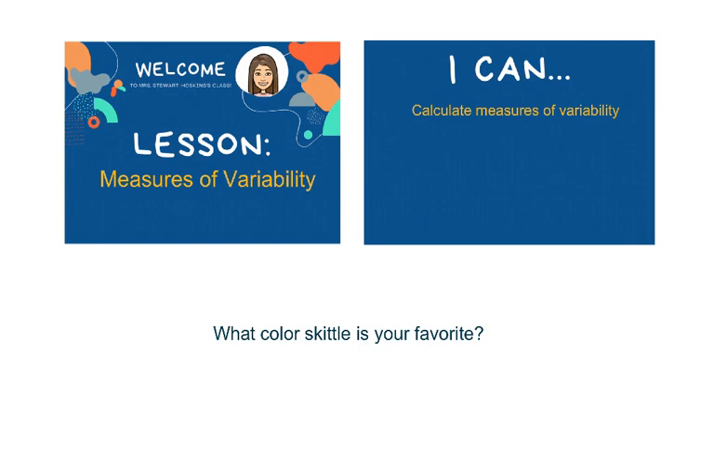Today we learned all about measures of variability. By the end of this lesson, you should now be able to calculate measures of variability. In this lesson, we talked about finding the interquartile range, where we needed to find the median and then find the lower and upper quartiles. And then we looked at finding the mean absolute deviation, where we needed to use the mean and figure out how far each data point deviated from the mean.